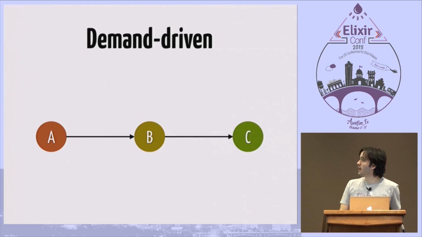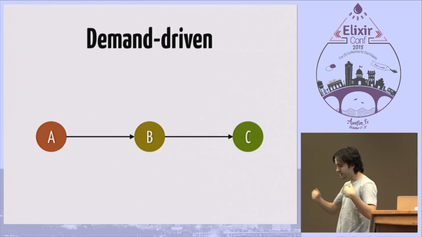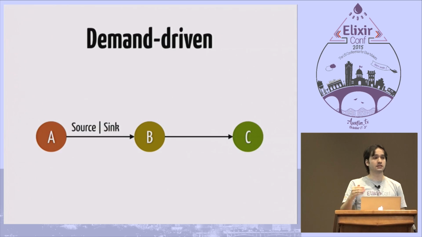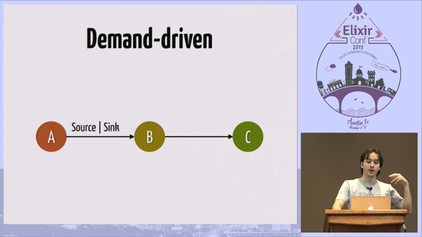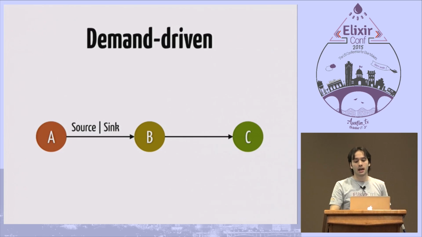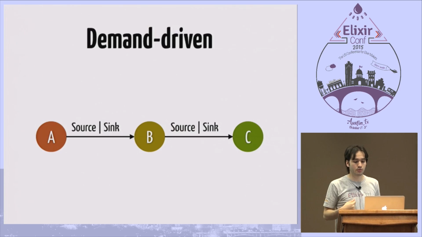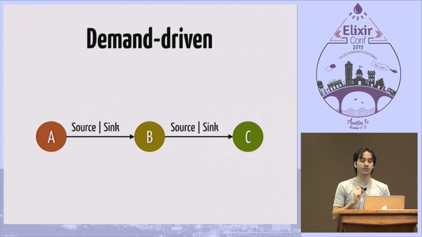So here we have those processes, and they are sending data one to the other. We can say that A is a source to B because A is sending events to B, and therefore B is a sink to A. In the same way, B is a source to C, and C is a sink to B. Okay? And being demand-driven means the following.